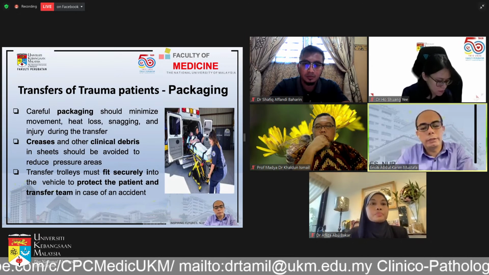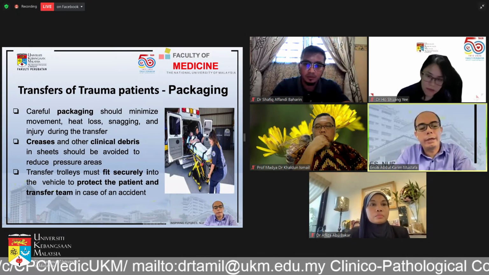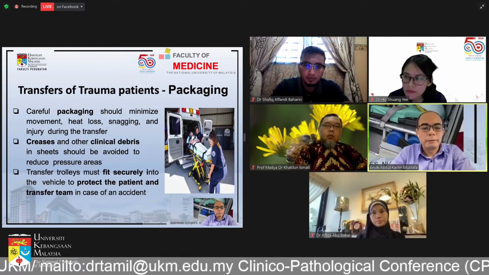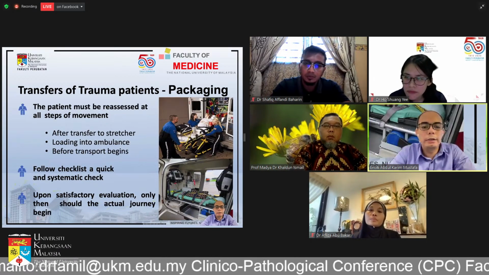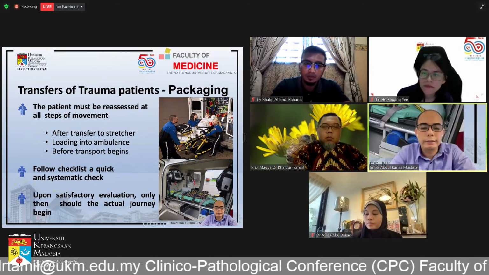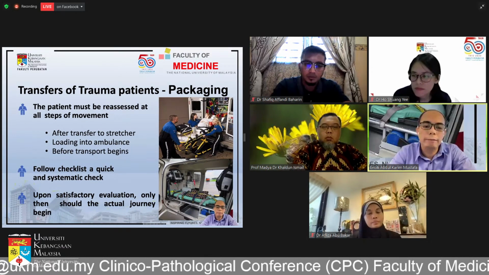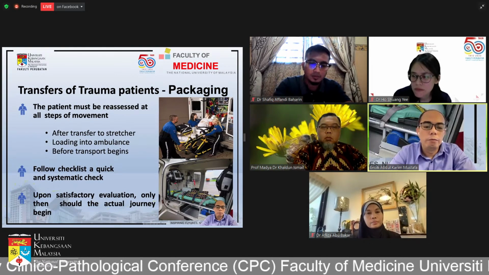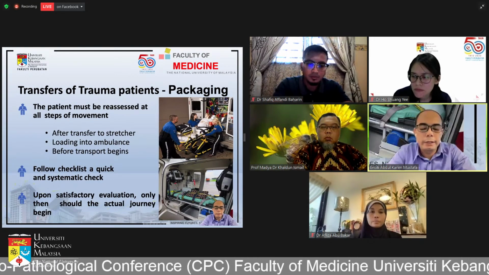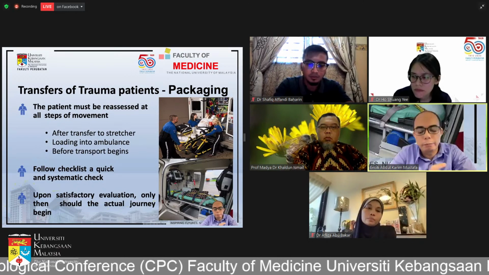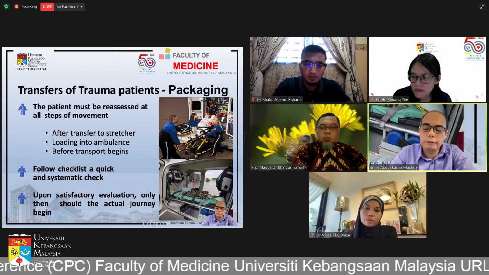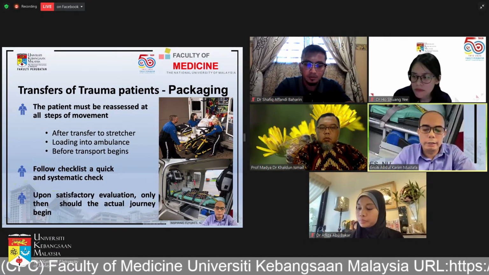Transfer trolleys must fit securely into the vehicle to protect the patient and the transport staff in case of an accident. And then for trauma patient packaging, the patient must be reassessed at all times, at all steps of movement after loading or before the patient is put in the ambulance. Follow the designated checklist according to the systematic check. When satisfactory, then we send the patient to the designated hospital.